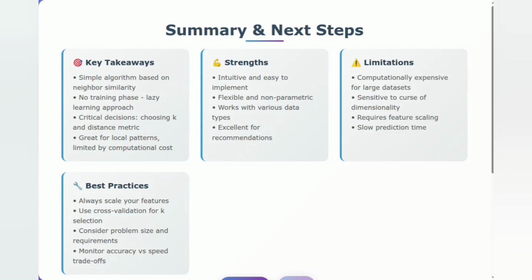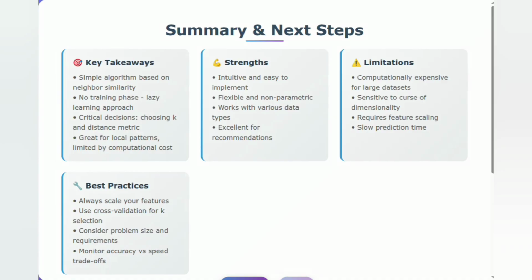Let's summarize the key points about KNN. It's a simple, intuitive algorithm that makes predictions based on the K nearest neighbors. The core idea is that similar inputs should produce similar outputs. The algorithm works by calculating distances, finding the K nearest neighbors, and then either voting for classification or averaging for regression. The choice of K and distance metric are crucial decisions that affect performance.